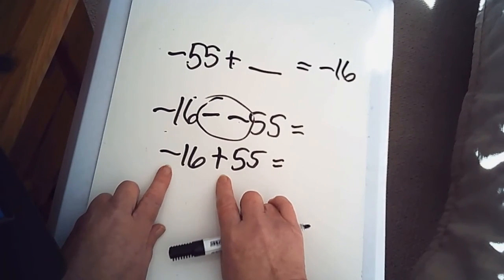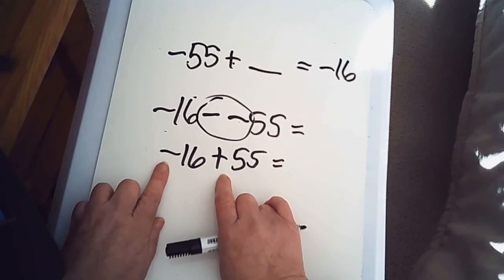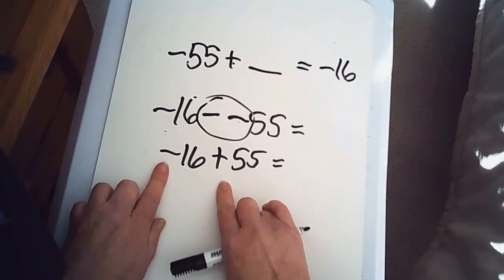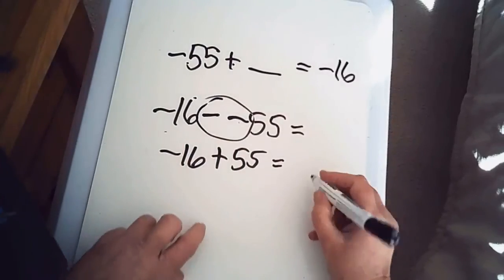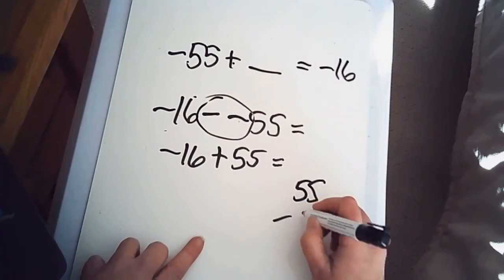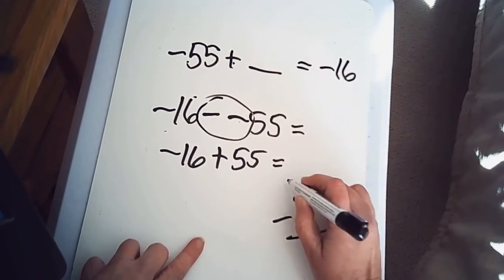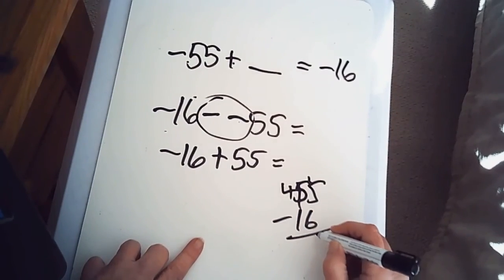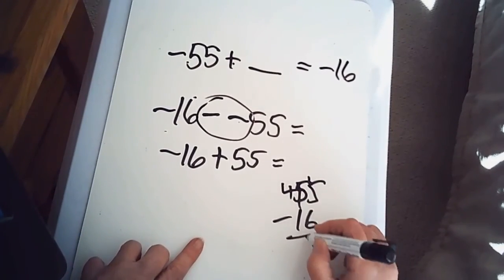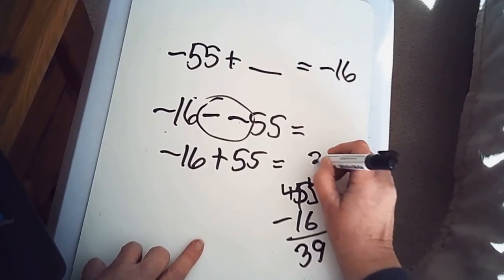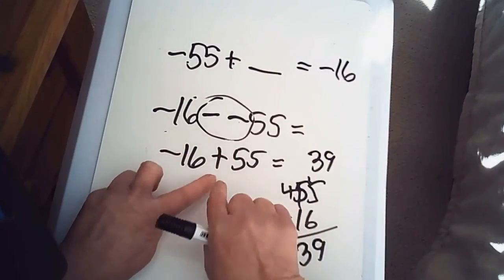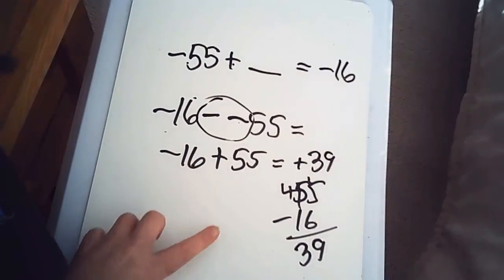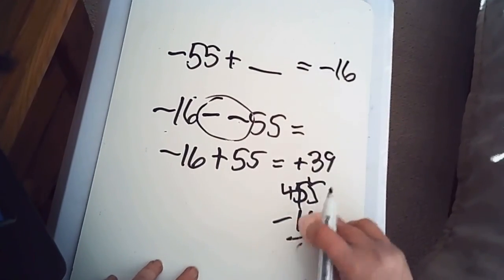They are different because there's a negative number, there's a positive number. So for me to do this, I've got to find the difference. So I say 55 minus 16, that can't, so 15 minus 6 is 9, 4 minus 1 is 3, so I go 39. Which number is bigger? 55, and it's positive. So the answer is positive 39.